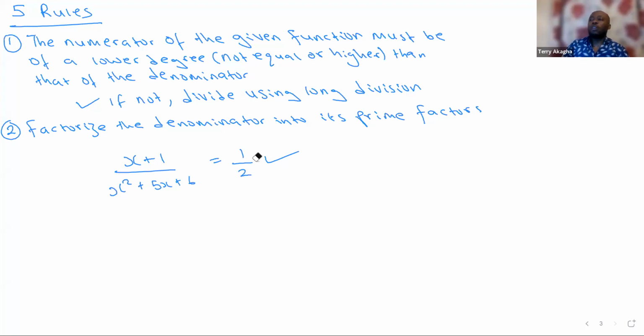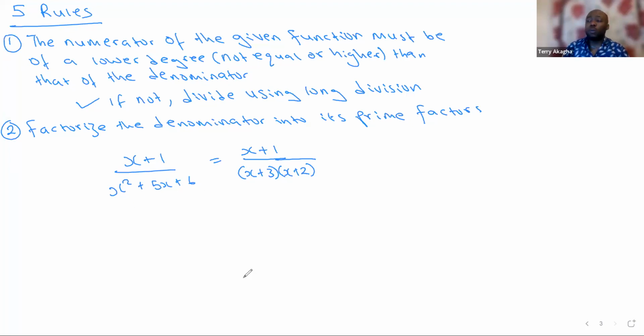Now, when we've done that, the next step is to break this down into prime factors. So I can break this down into x plus 3, x plus 2. Can you see? I've broken the denominator into its prime factors. That's the second step. Try as much as possible to review my previous video on quadratic equations and polynomials, so that you know how to factorize. Is that okay?